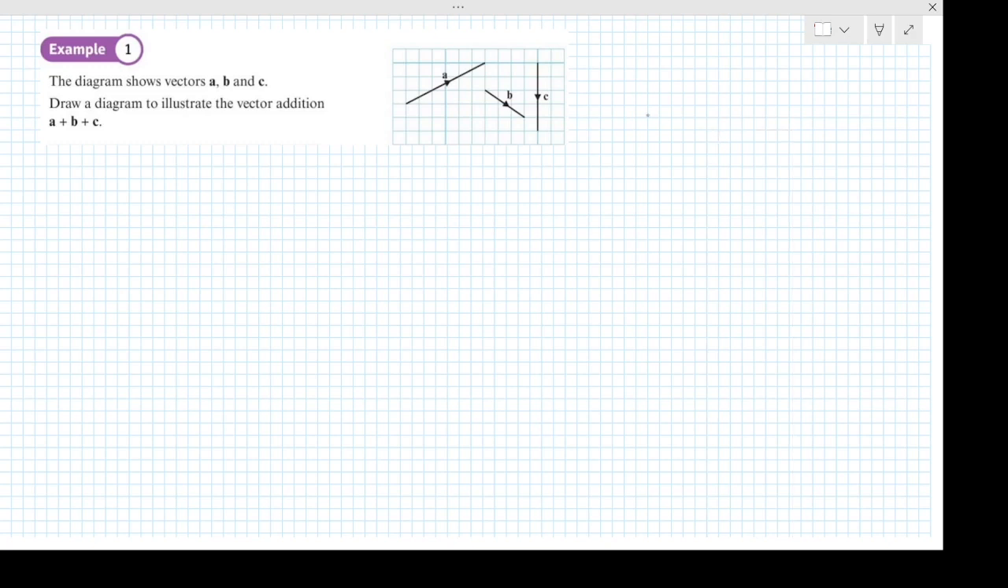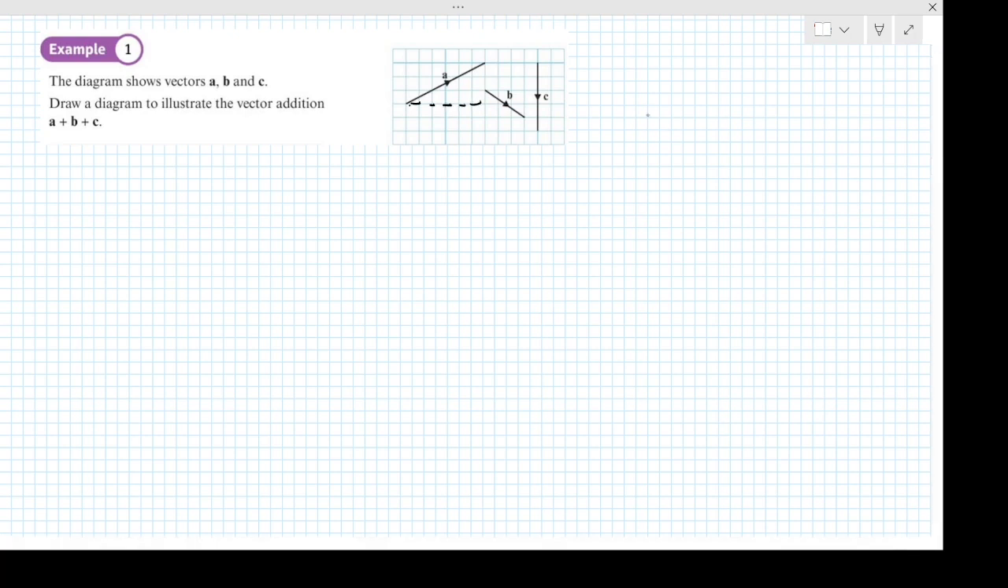Okay, so we got this question then to start with. We are given a diagram with vectors A, B and C on a square piece of paper. We need to draw a diagram to illustrate the vector addition A and B and C. So that means, well, we're going to start with A. Now, we have to pay attention.